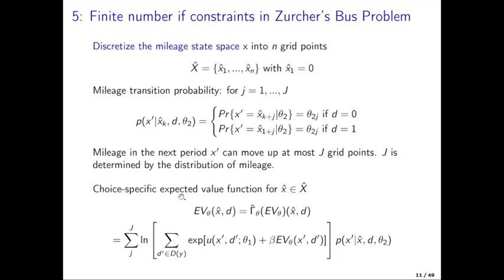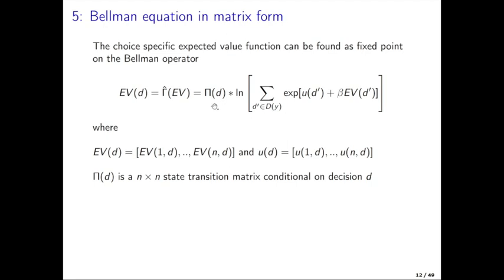With that, we can write the expected value function in a simpler way, which is the sum. Now you can see that when you differentiate this, it's a sum over only j elements. You want to take advantage of that when you calculate derivatives, because we're going to calculate the derivatives of the Bellman operator when calculating the Jacobian of the constraints. So that simplicity you really want to take into account. You can also write it in matrix form like this. Essentially the expected value function here is a transition matrix times a log sum.